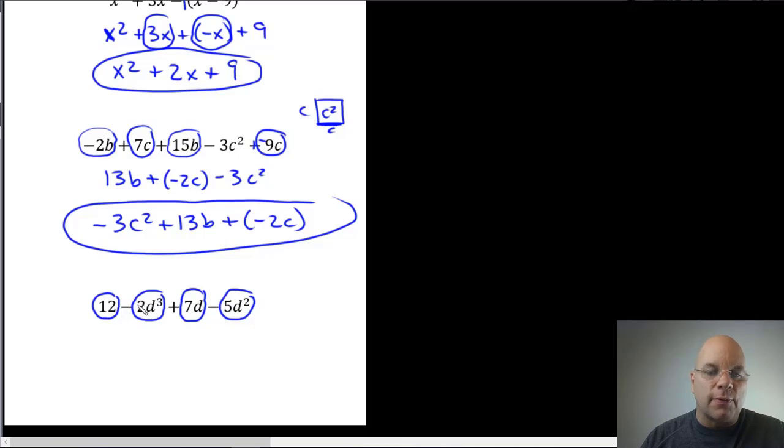I will, however, rearrange it because it's best to write the highest order term first. So I'll realize that subtracting 2d cubed is the same as adding negative 2d cubed. So I'll start with negative 2d cubed, subtracting 5d squared. So I could write minus 5d squared or plus a negative 5d squared plus 7d. And then we'll end our expression with the constant term 12.